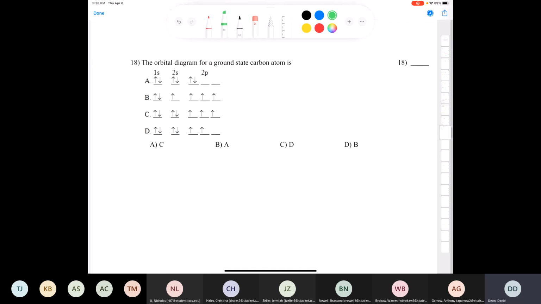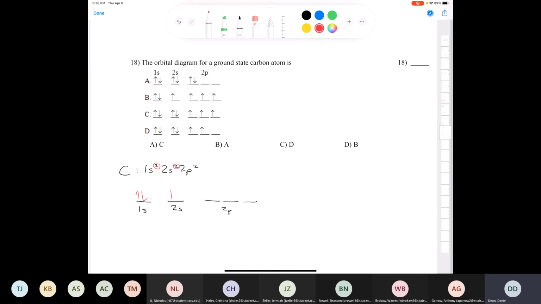Let's move on to number 18. An orbital diagram for the ground state of carbon is, well, let's start by writing out the electron configuration of carbon. Carbon is element number 6. We have 1s2, 2s2, and then we have 2p2. Well, how many types of 1s orbitals are there? There's only one. How many types of 2s orbitals are there? There's only one. How many types of 2p orbitals are there? There's 1, 2, 3, right? The 2px, the 2py, and the 2pz. So we'll just label those the 2p. If I have 2 electrons in my 1s, one's going to be spinning up, the other one's down.